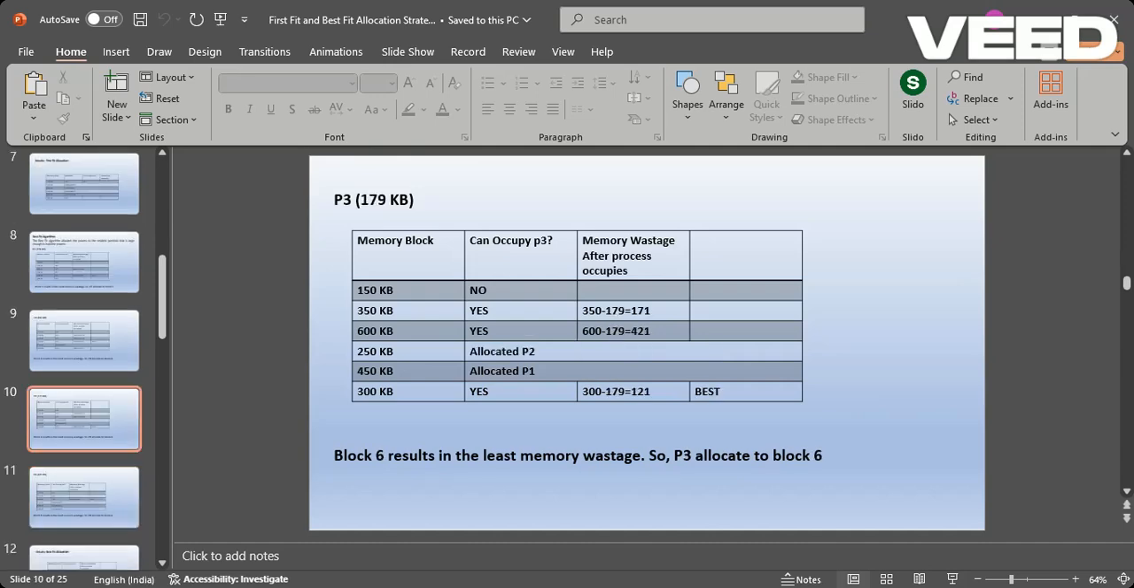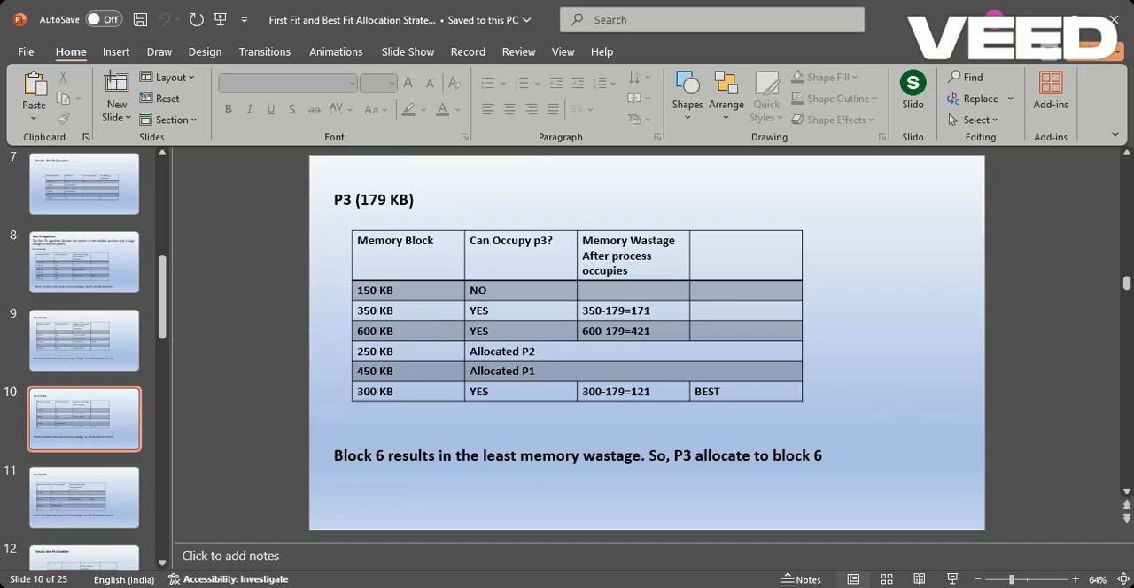Okay. Then the P3 process: for allocating P3, the size is 179 KB. From the starting onwards, we need to check. 150 KB is not enough. Then the next block, 350 KB, is enough to store. So for that 350 KB block, we need to find out the memory wastage. 350 minus 179 equal to 171.